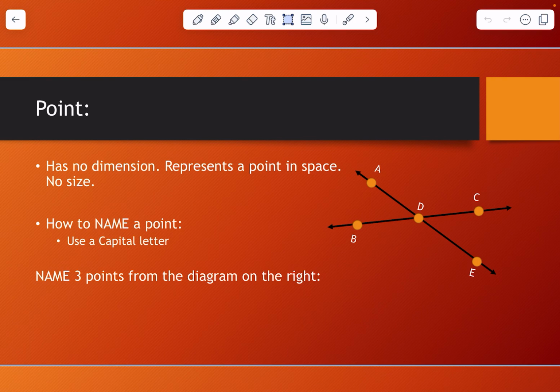Now, to name a point, what we simply do is we use a single printed capital letter. So if I look at the diagram over here and I wanted to name 3 points on the diagram, I just look across and I'd say, okay, I have point A, I have point B, point C. There's 3. If I wanted to keep going though, I'd have point D and point E. Those are all of the points that are present on that diagram.